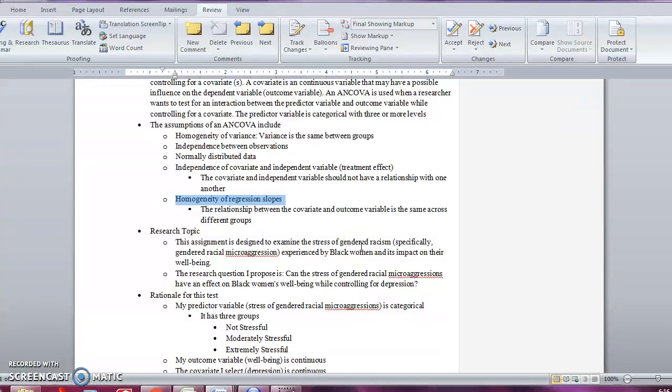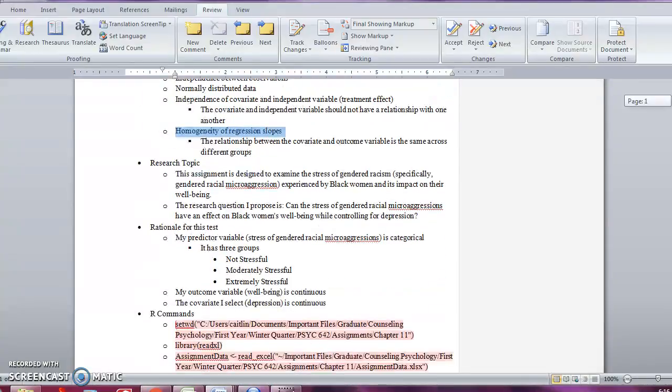My rationale for this test is very basic. I have a categorical predictive variable with three groups. My outcome variable, well-being, is continuous. The covariate that I picked, which is depression, is also continuous. So at the bare minimum, because I have these three all together, I can run an ANCOVA. I think I covered everything.